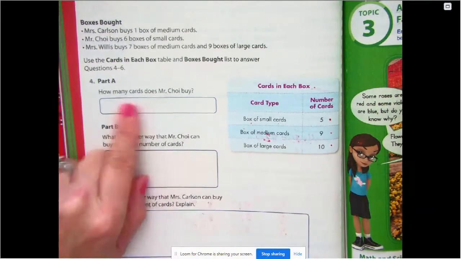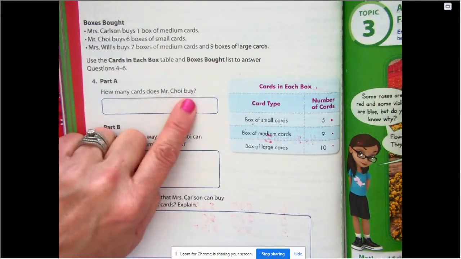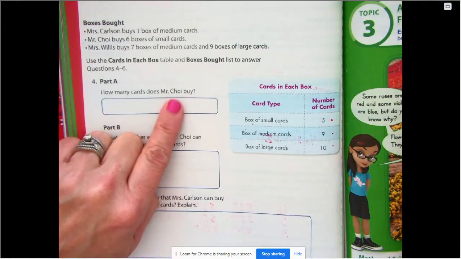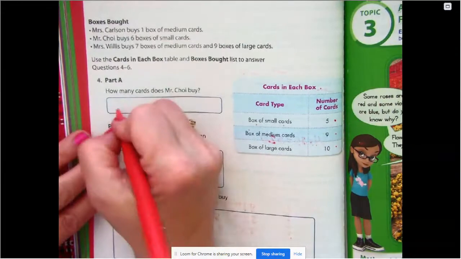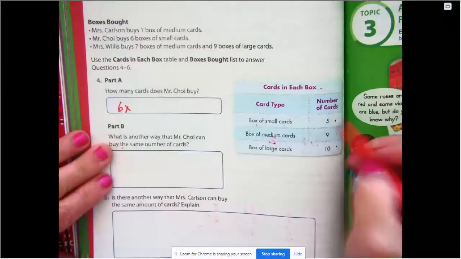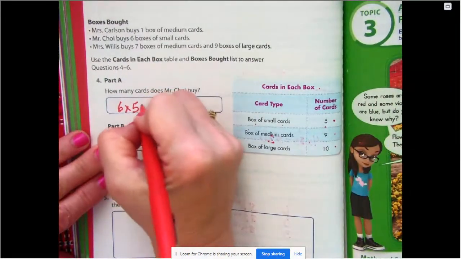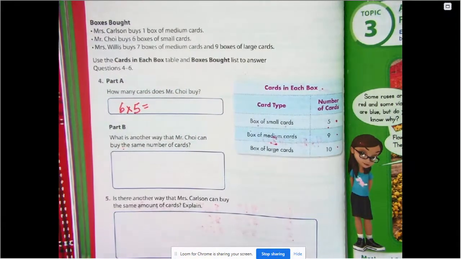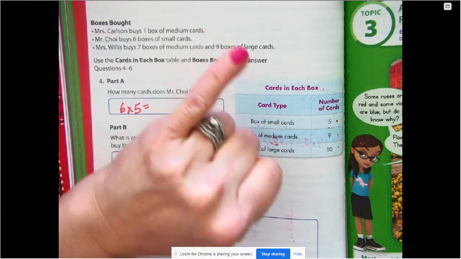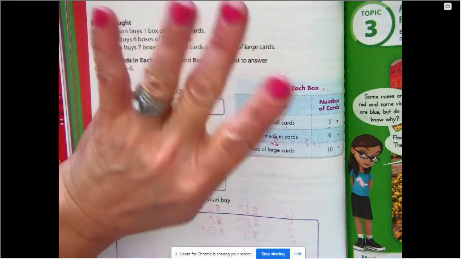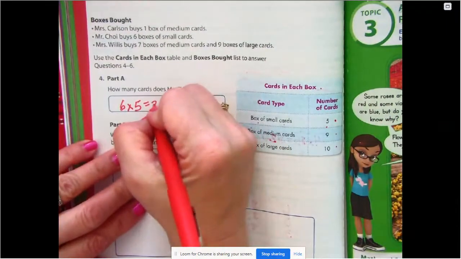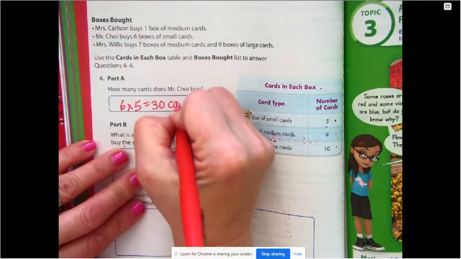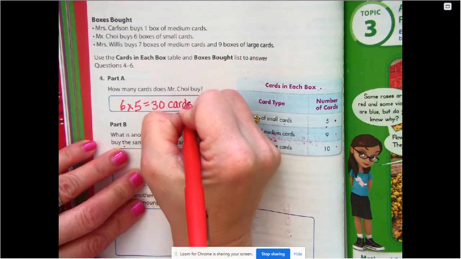Okay, so how many cards does Mr. Choi buy? Mr. Choi buys 6 boxes of small cards. So 6 boxes of 5. We can count by 5 6 times. 5, 10, 15, 20, 25, 30. He got 30 cards.